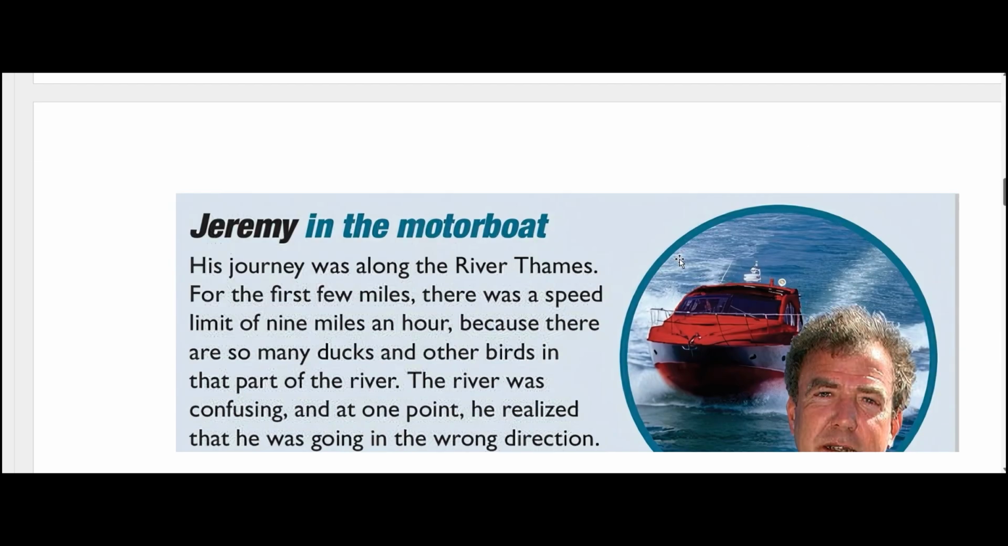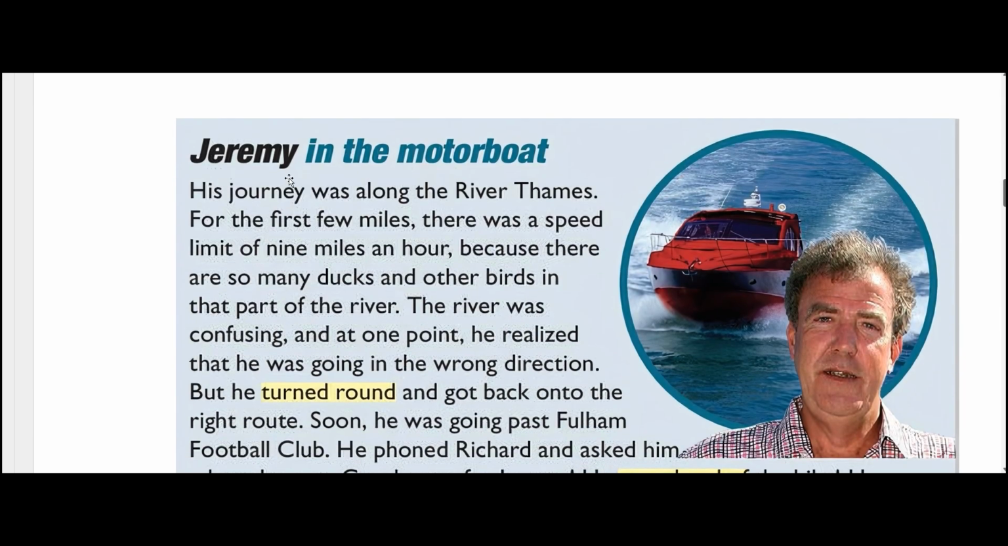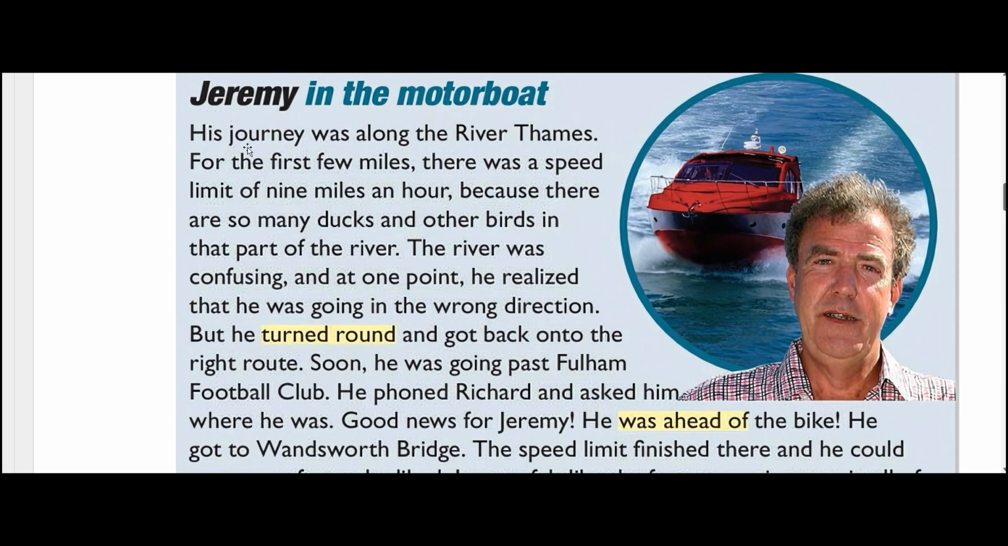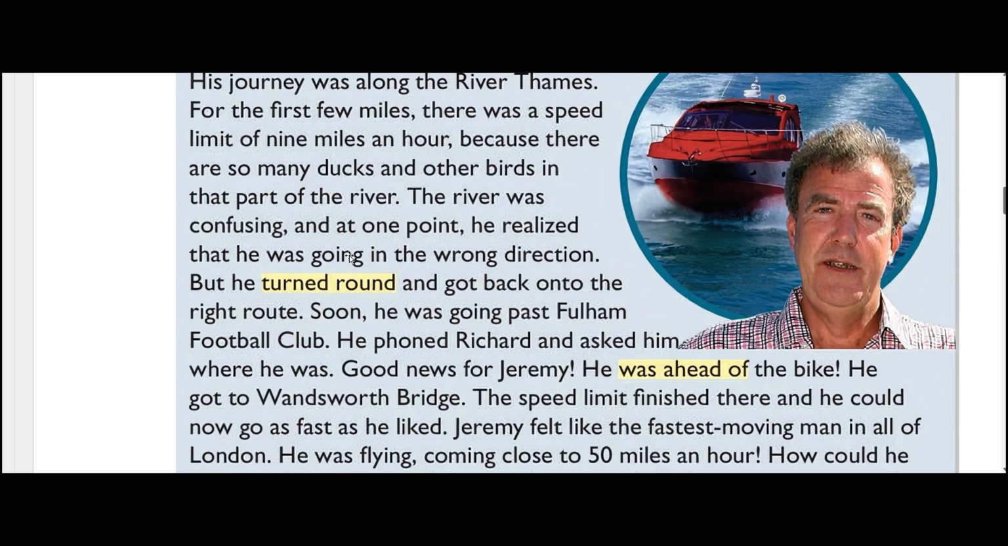Это первая часть. Дальше. Джереми на лодке. Его дорога или его путешествие было по реке Темзе. Первые несколько миль была скорость, точнее даже там было ограничение скорости 9 миль в час. Потому что там есть очень много уток и других птиц в этой части реки.